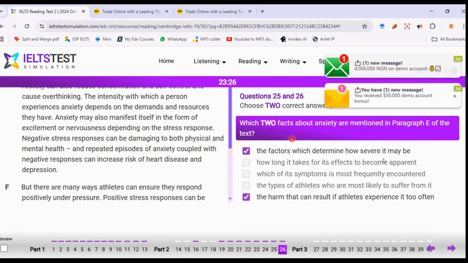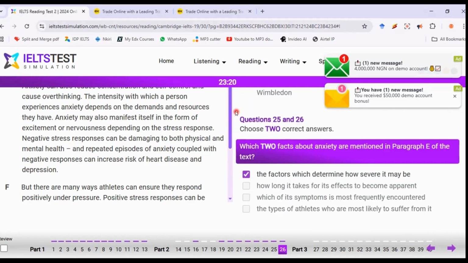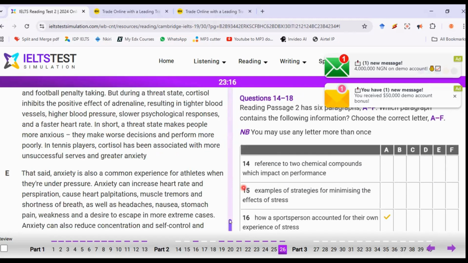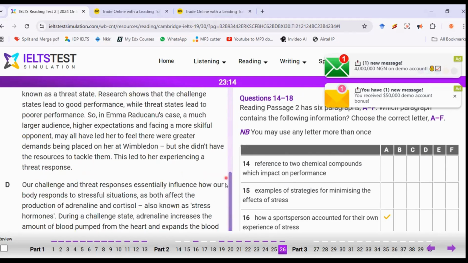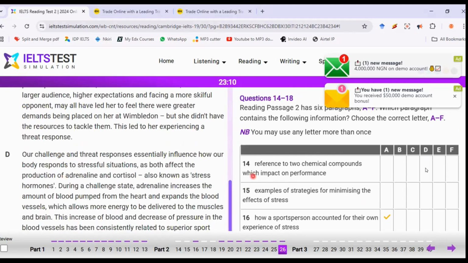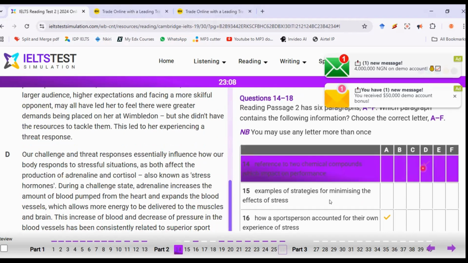Let me go back to my matching information questions now, and see what I can solve based on what two chemicals I saw, cortisol and adrenaline. Where are they now? That's paragraph D. Number 14 is going to be paragraph D.